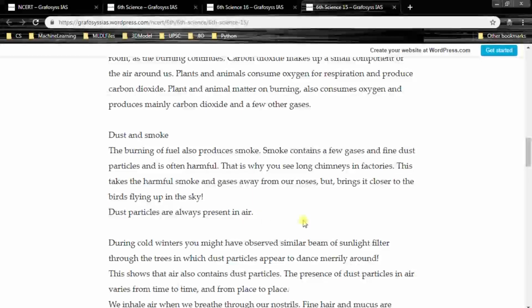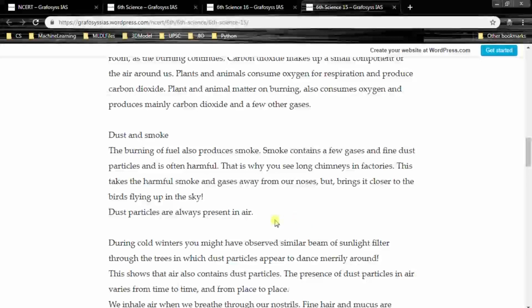So the burning of fuel produces smoke, and it contains fine dust particles which are very harmful. It also contains carbon particles and so on.